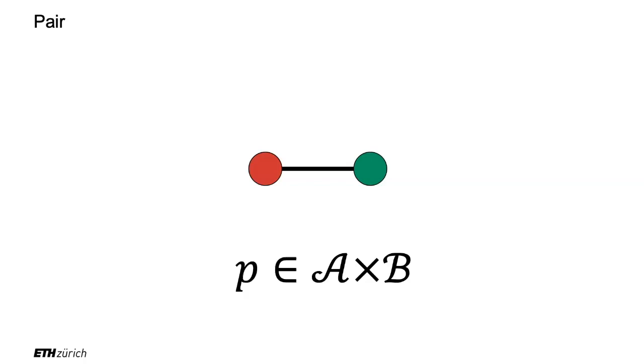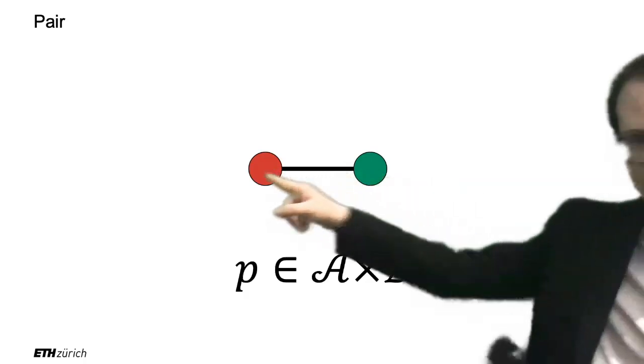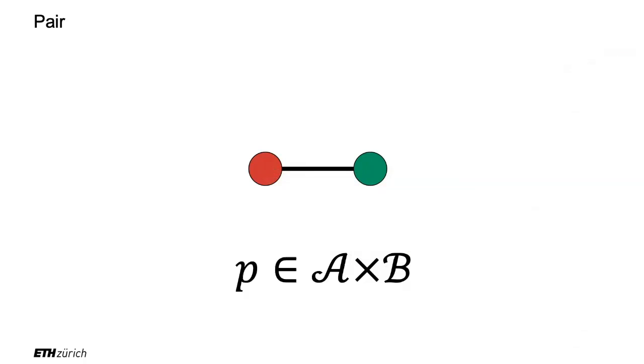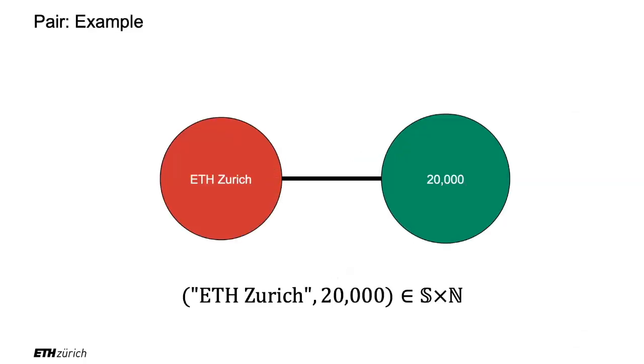And then I can say that if P belongs to the Cartesian product of A and B, then that's a pair made of an element of A and an element of B. And visually, that looks like what is displayed here. If this comes from A, this comes from B. Is that clear? Okay, that's called a pair.